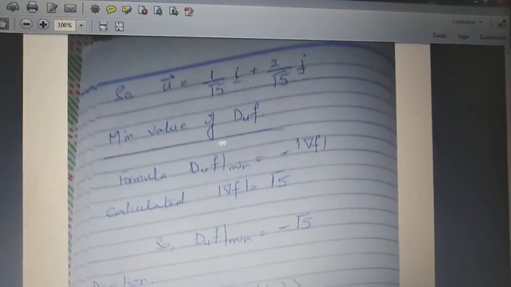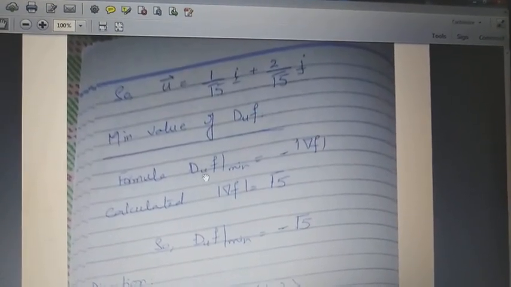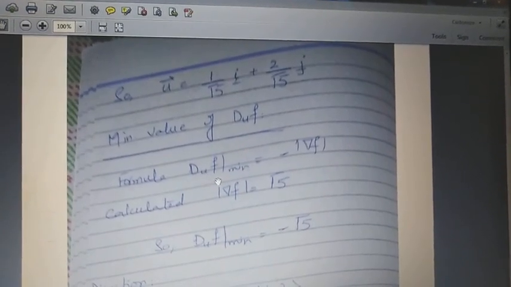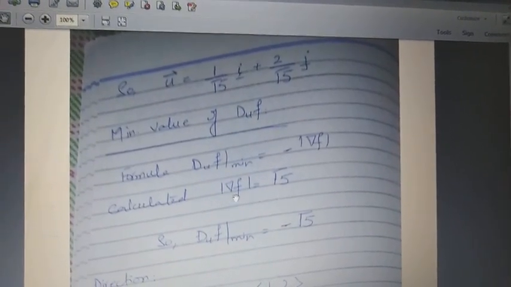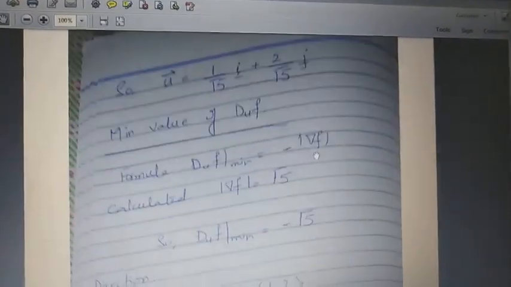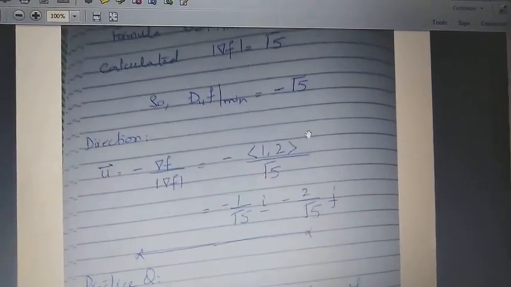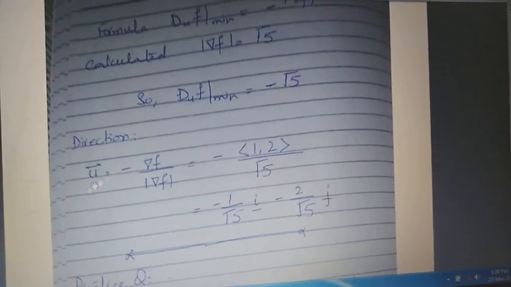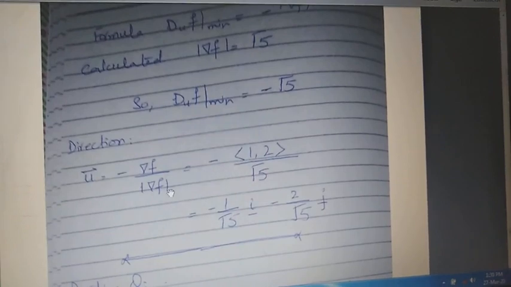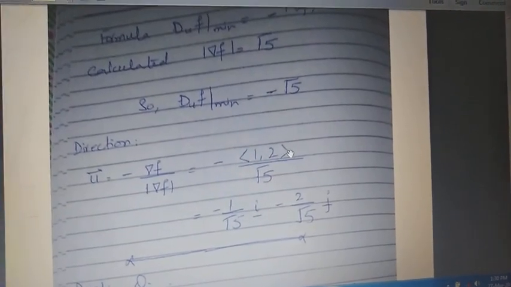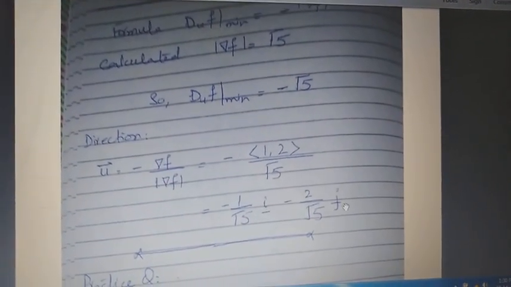Second part is to find the minimum value of the directional derivative. The minimum value of the directional derivative is given as the negative of the magnitude of gradient of f. As you have already calculated the magnitude of gradient of f as square root 5, here it will only be replaced with the negative sign. Now the direction in which this minimum value occurs, vector u equals negative sign gradient of f over the magnitude of gradient of f. What was the gradient of f? 1 and 2, and magnitude was square root 5. Now when you remove these notations, you can write the vectors i and j.